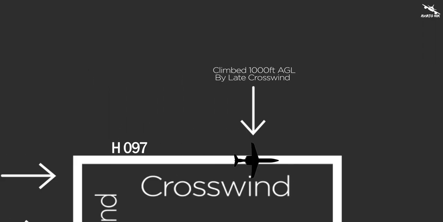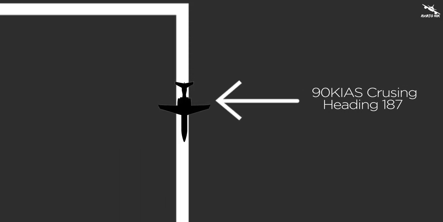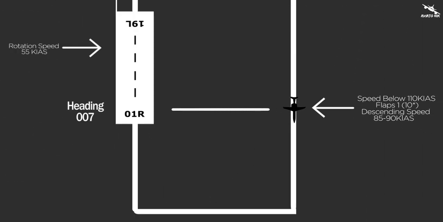Crosswind heading was 097. Then when we had 45 degrees to the runway, we started turning for downwind. We maintained 90 knots of cruising speed and 187 of downwind heading. At abeam threshold, we extended our flaps to 1, which was 10 degrees. Then we started descending. Remember, if your speed is more than 90 knots after putting flaps 1, wait until your speed gets reduced to 90 knots, then start your descent. You can maintain 85 to 90 knots of descending speed.